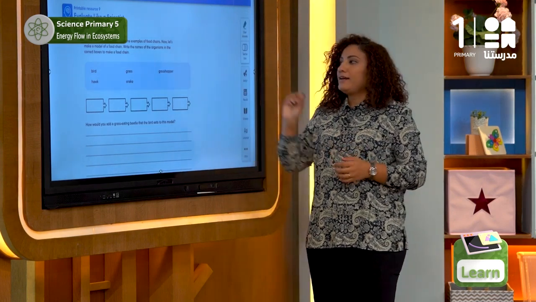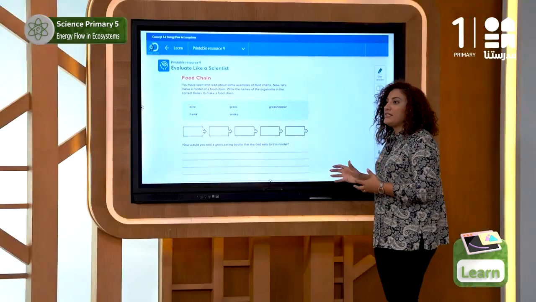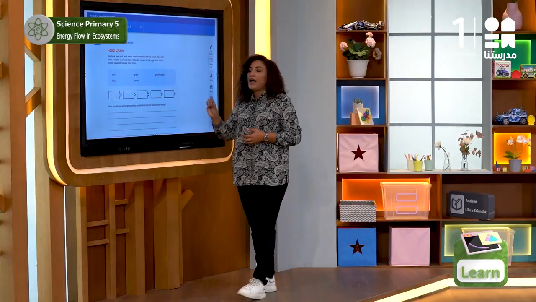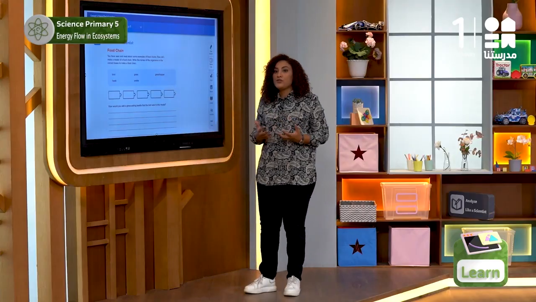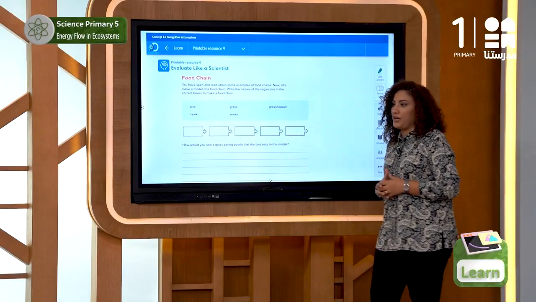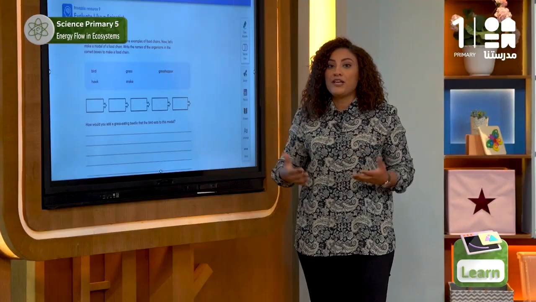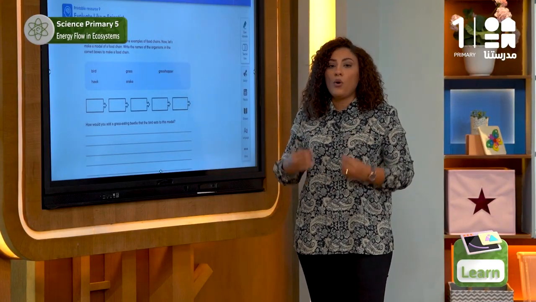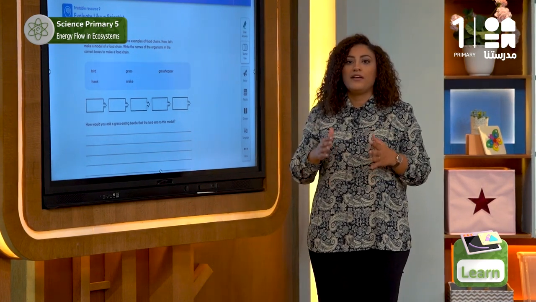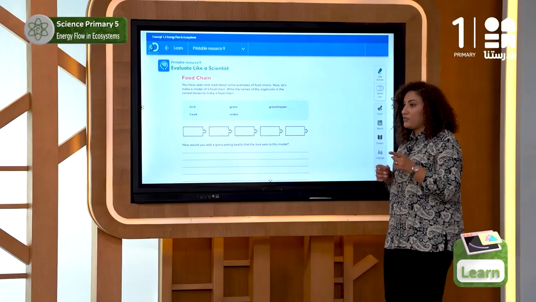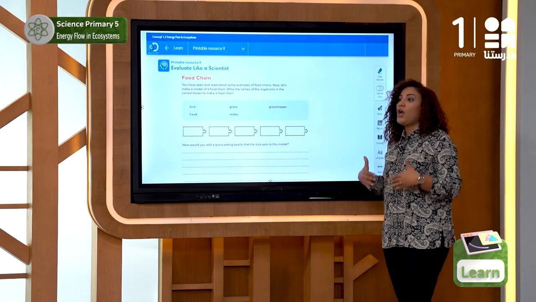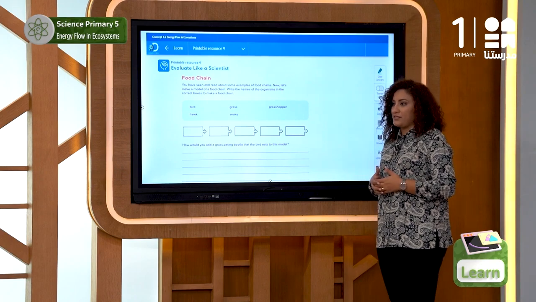Food chain activity. As you see, there is a group of organisms that we have and their names. We want to use these names to put them in order in our food chain. So you should think and find out the correct order for each organism according to its role in the ecosystem. Take your time to arrange the organisms correctly. Then we will come back to discuss the answer.